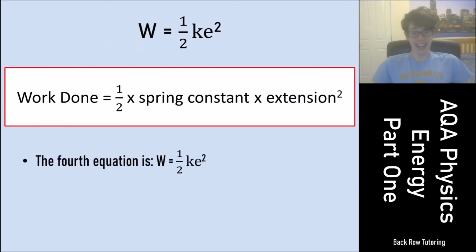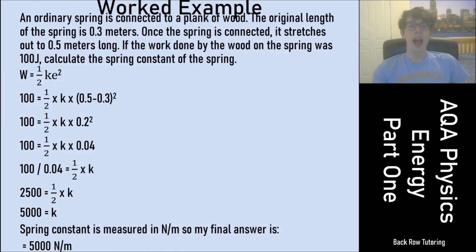Our next equation that you need to learn is that work done is half the spring constant multiplied by the extension squared. W is half ke squared. And again, you need to learn this. This is one of the ones that you need to know. And here is a worked example using that equation.